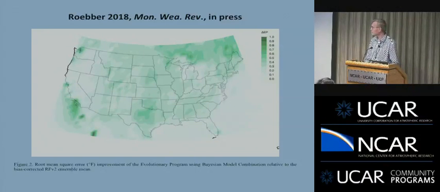The baseline's not terrible. I think the error is around, if I remember, with bias corrections, around 3.5 degrees Fahrenheit. So you're talking about knocking off a full degree on that. So that's pretty significant.